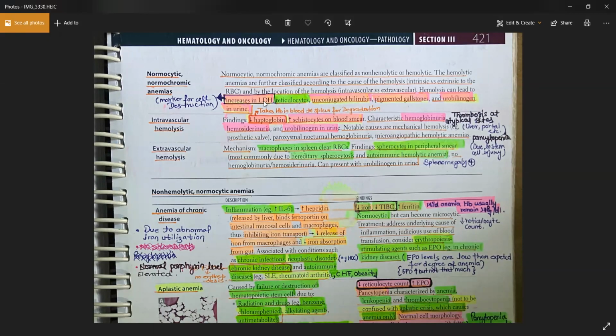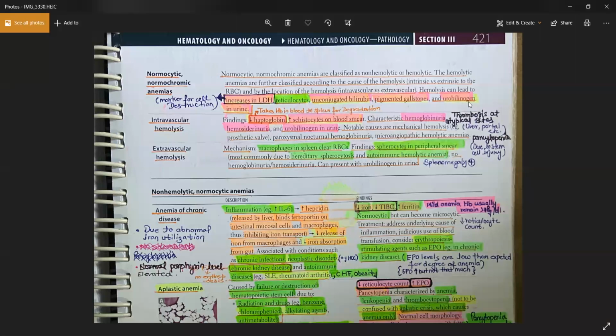Okay, the bone marrow will be responding to that hemolysis, and as a result, the reticulocyte count will be rising. You will get the unconjugated bilirubin levels very high because of the rapid hemolysis. What you can get is pigmented gallstones.